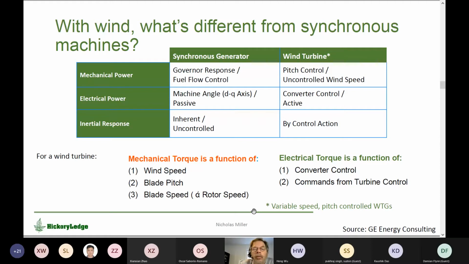But for a wind turbine, we control the mechanical torque by controlling the turbine pitch, so the angle of attack of the blades, and we have no control over the wind speed. So there's no equivalent to fuel flow control. There's only how much of that is captured. Then we have a completely separate, and this is really critical, and I think most of you on the call probably understand it already, that we can actively change the electric power independent of the mechanical power. Therefore, the inertial response is solely by control action, and none of it is inherent and none of it is uncontrolled. It's a really different beast.